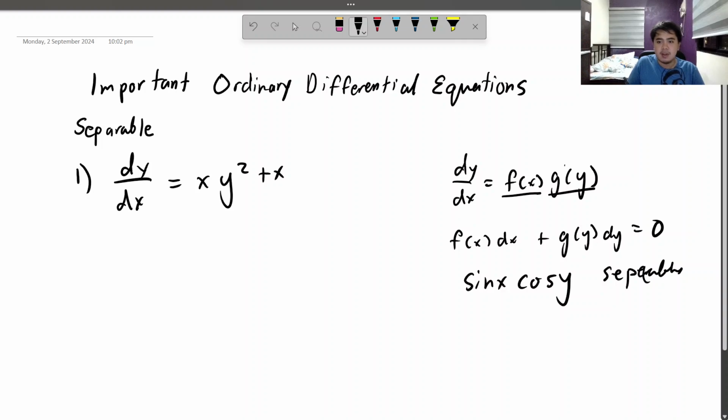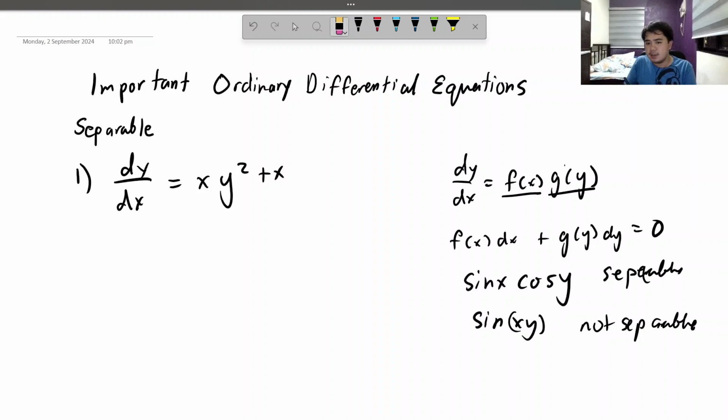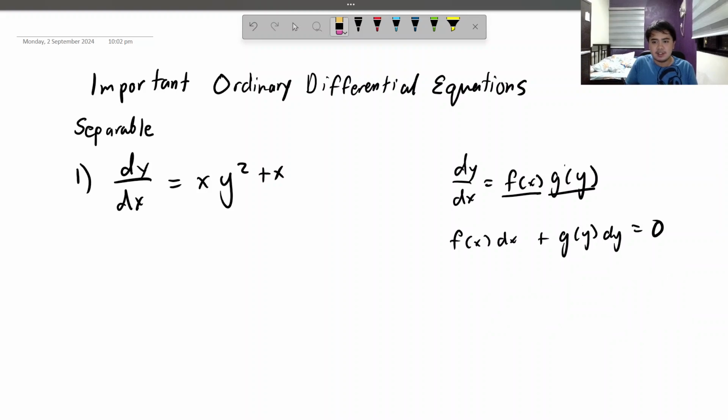Separable. However, some are not separable, like sine of xy is not separable. No matter how much you try, it is not separable. Maybe you can, but that's a story for another day. So let's focus on our first problem.